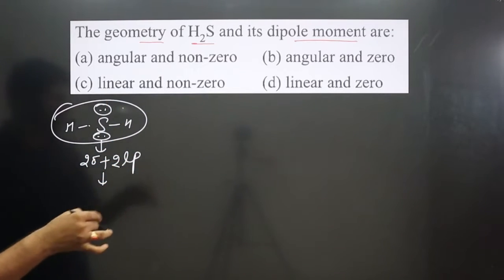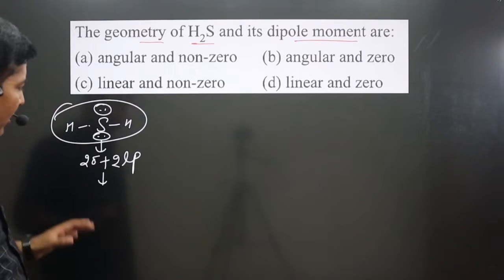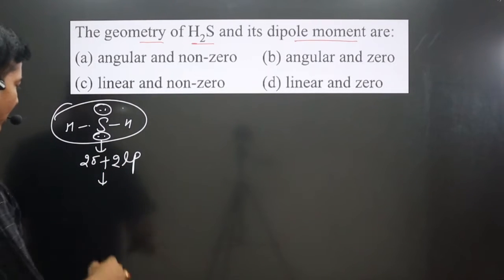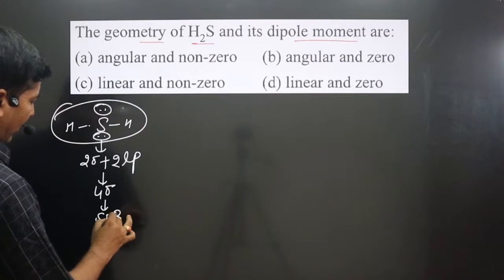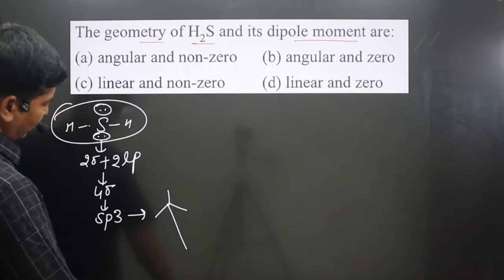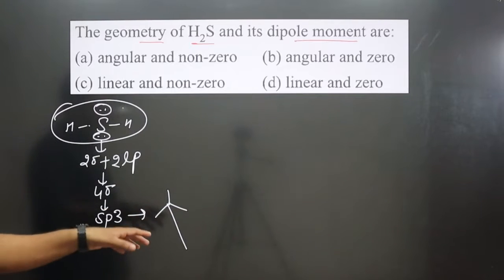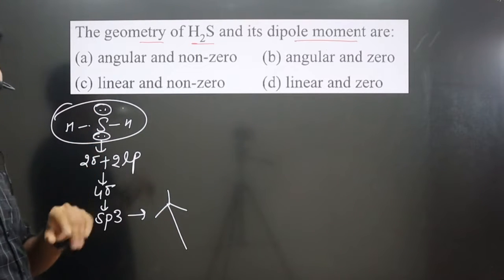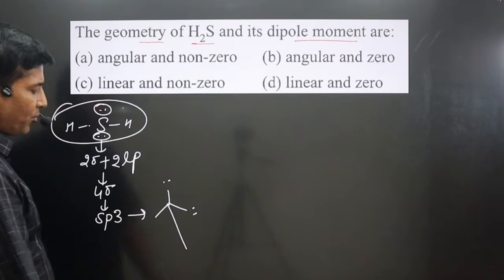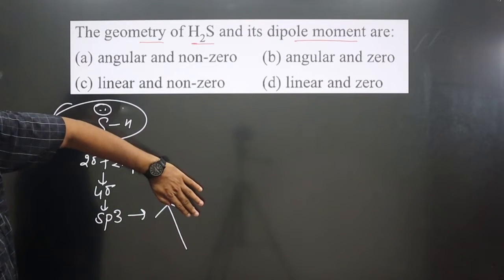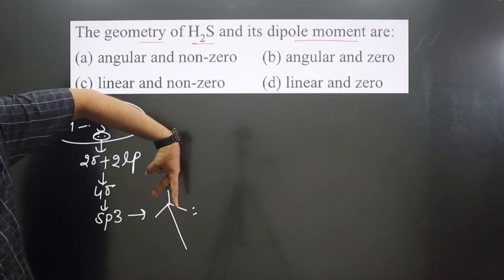In determining hybridization, lone pair is equal to sigma bond, so total sigma bonds we are getting how many? 4. From here we can get sp3 hybridization, and from here we can get tetrahedral geometry. But this is the regular geometry, and now we have to put 2 lone pairs. I put 1 lone pair here, I put 1 lone pair here. If you hide this portion, what kind of geometry is coming? It is coming V shape.